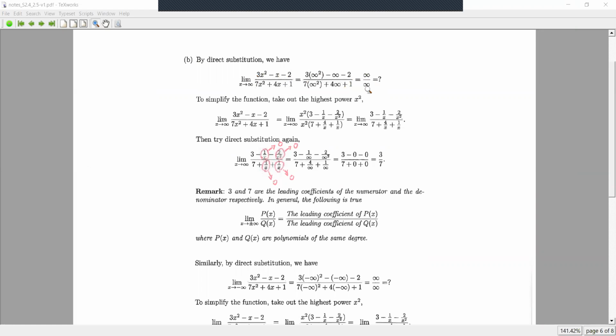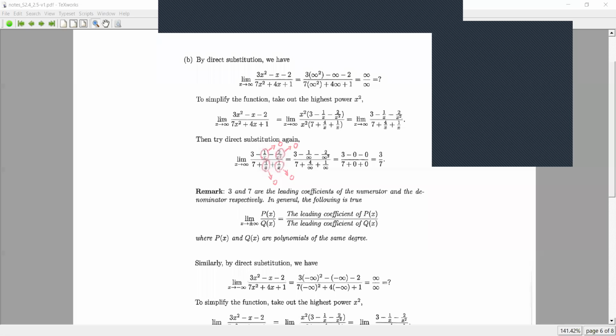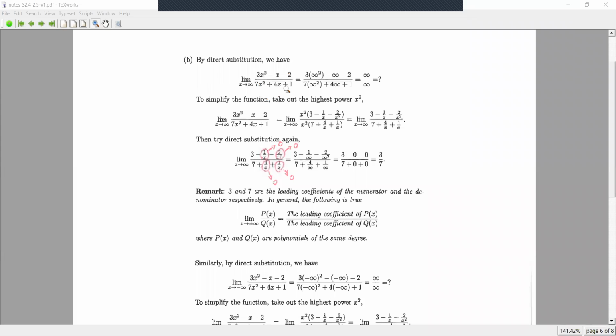But what is infinity divided by infinity? We don't know. A finite number divided by infinity is 0. Infinity divided by a finite number is infinity. But infinity divided by infinity, we don't know what that is. To determine the limit, we need to simplify the function, or write the function into a form from which we can tell the limit easily.